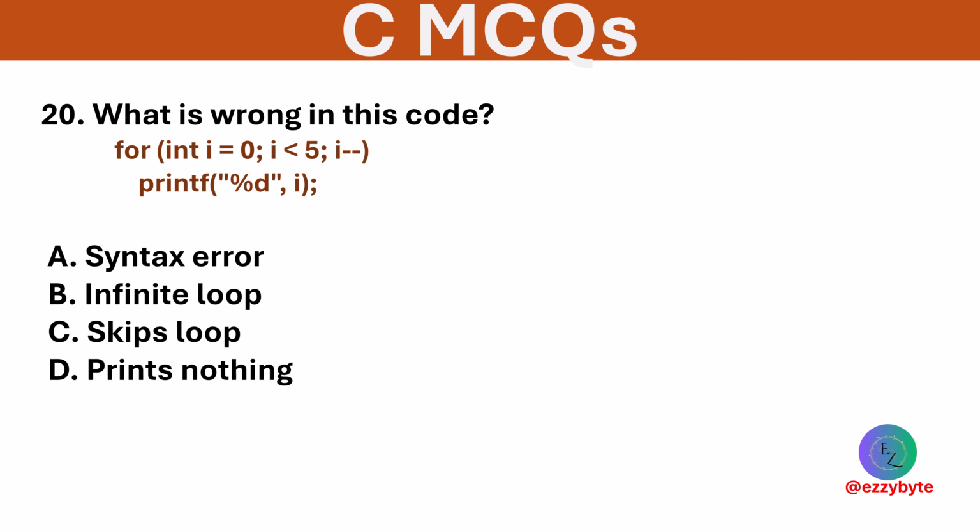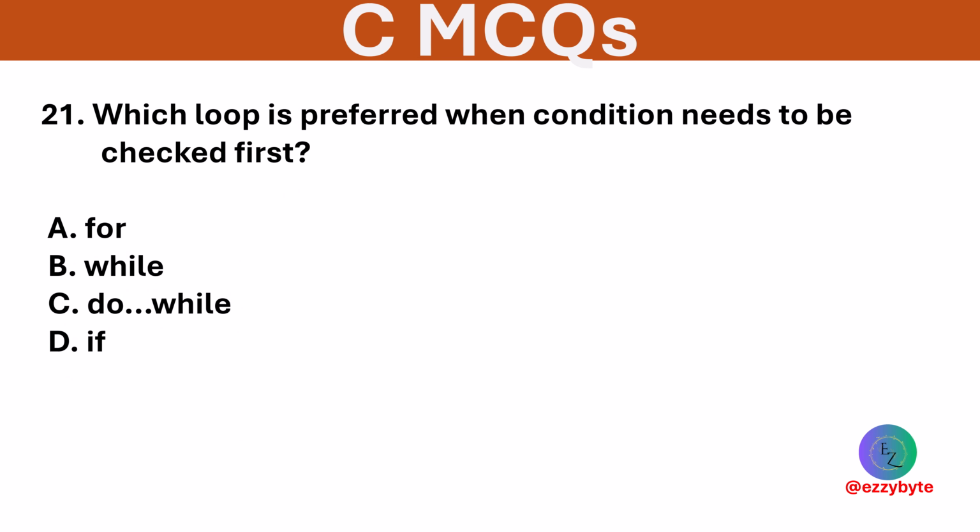What is wrong in this code? Options are syntax error, infinite loop, skips loop, and prints nothing. Option B is correct. i minus minus never reaches 5. It runs infinitely.